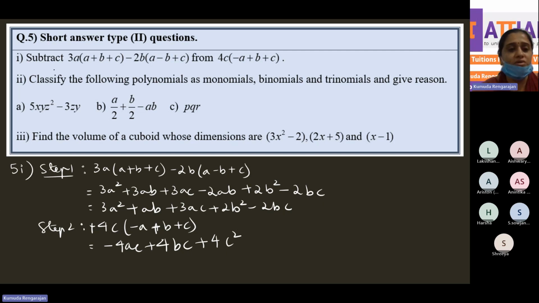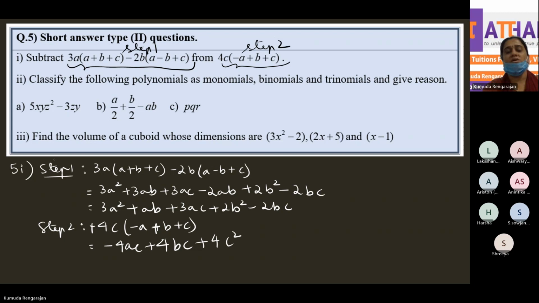Now, see here. We have the answer for this one in step 1, correct? And we have the answer for this one in step 2. Now read the question. Subtract step 1 from step 2. So which one will you write first? Step 2 first. Step 2 minus step 1. That is step 3, and that's the final answer.